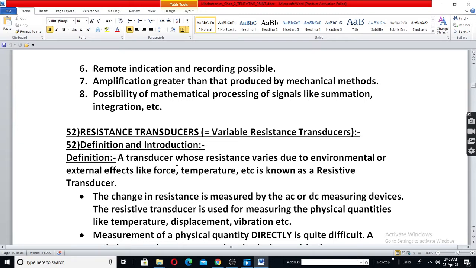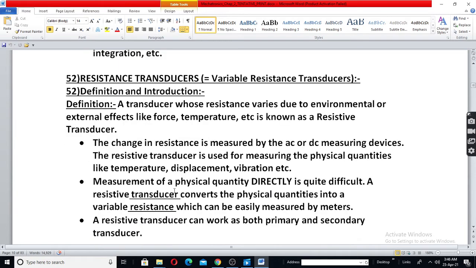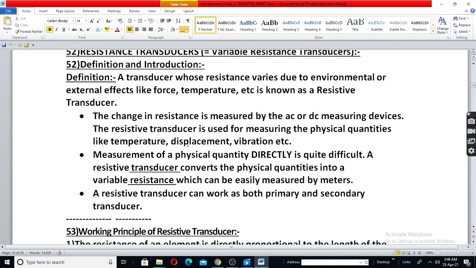So definition: it is a transducer whose resistance varies according to the temperature, force, displacement, or anything like that. The change in the resistance is measured by an ammeter or voltmeter, means some AC or DC measuring devices, not by an ohmmeter. An ohmmeter also needs a battery inside it. Change in resistance cannot be measured directly. You need some AC or DC measuring devices.